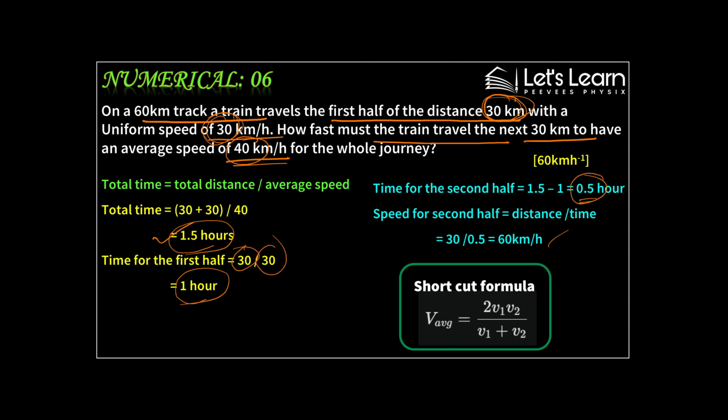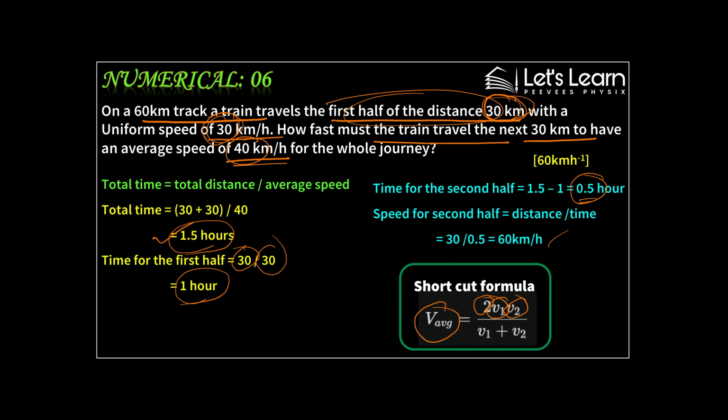There is a shortcut to do these questions. The average speed will be 2 times V1, the speed for the first half of the journey, times V2, the speed for the second half of the journey, divided by V1 plus V2.